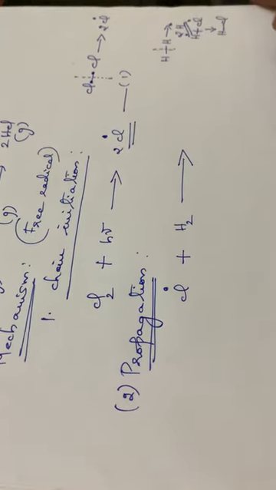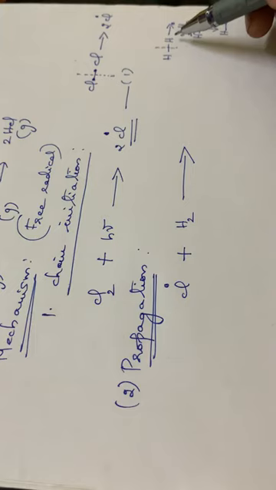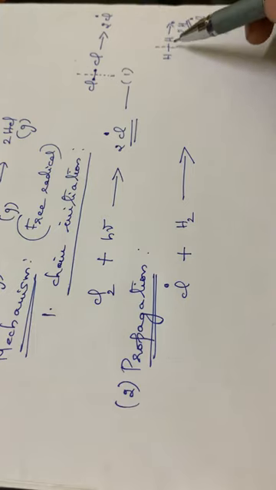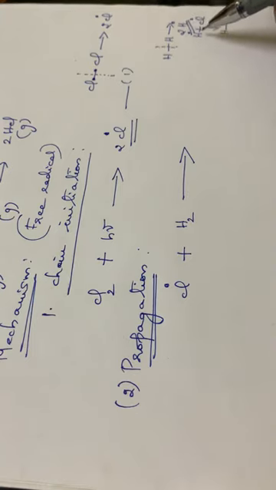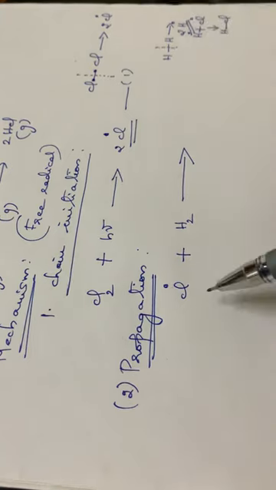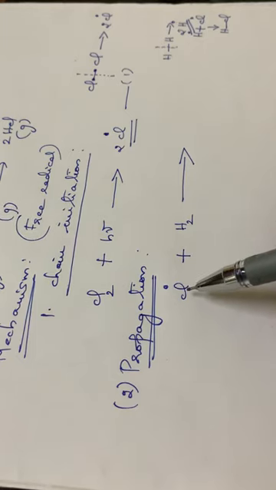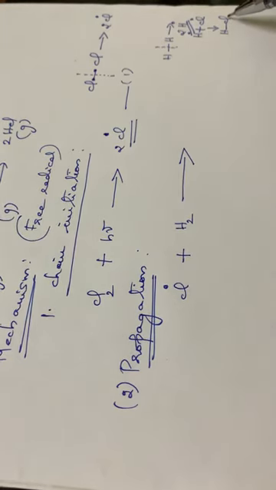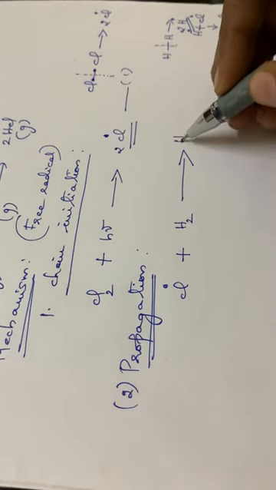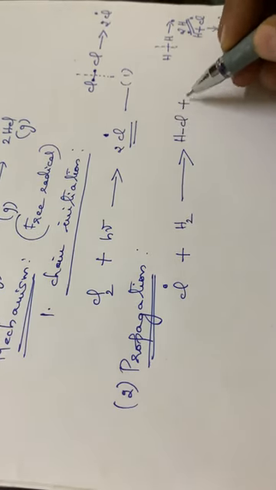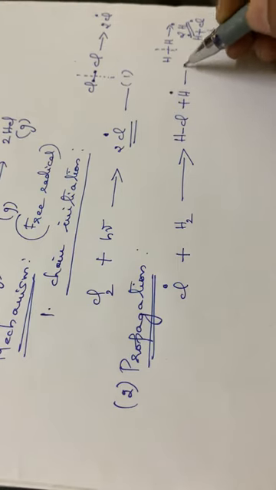Hope you are clear. This hydrogen molecule on homolytic fission gives 2 H free radicals, that means 2 H dots. Then in the next step, one of these H free radicals combines with a chlorine free radical, so that we have HCl plus the remaining 1 H dot. So here we have HCl plus H dot. This is the second step.